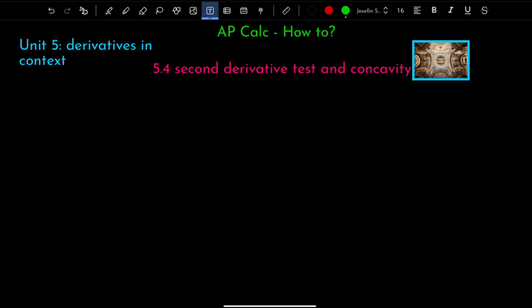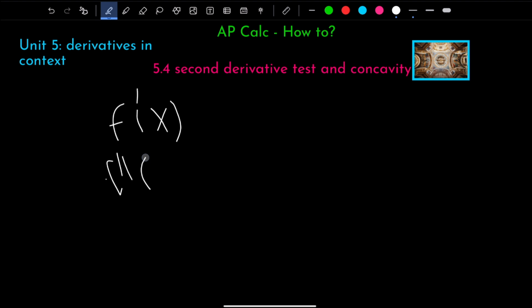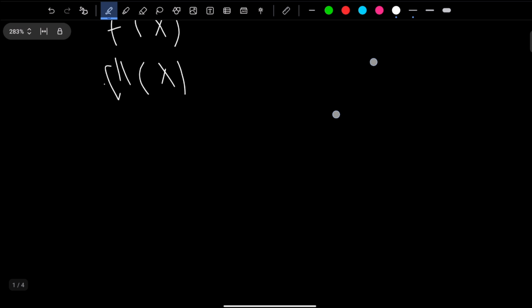So what is the second derivative, and why do we care? The first derivative, f prime of x, is going to tell us where a function is increasing or decreasing. The second derivative tells us where a function is concave up or concave down. How do we do this?